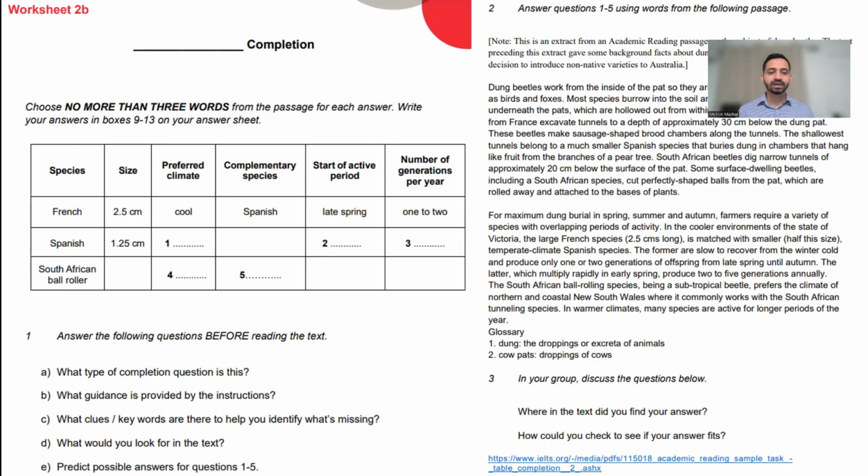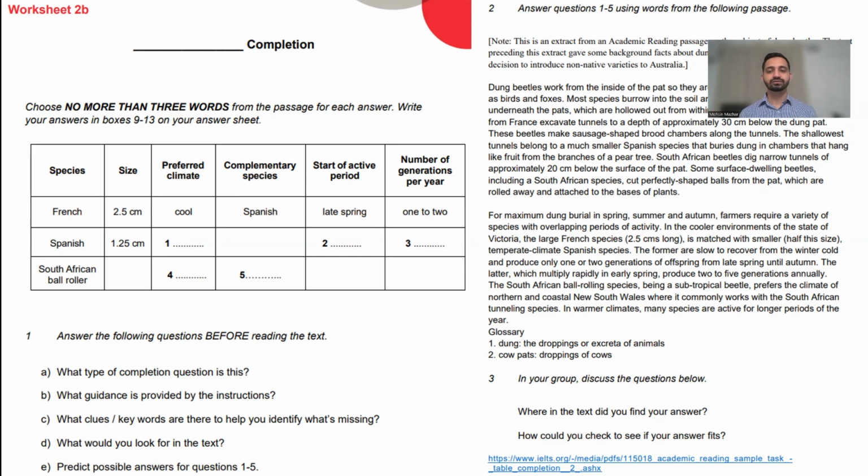Answer that, and you know by now what type of completion this is. We have done this before. If you watched my previous lectures, we know what type of completion question this is, what guidance is provided, what kind of guidance is provided. You're looking for instructions, right? Super important that you know that. What clues, keywords are there to help you identify what's missing, right? You already know. You're looking for the context, right? And what would you look for in the text?